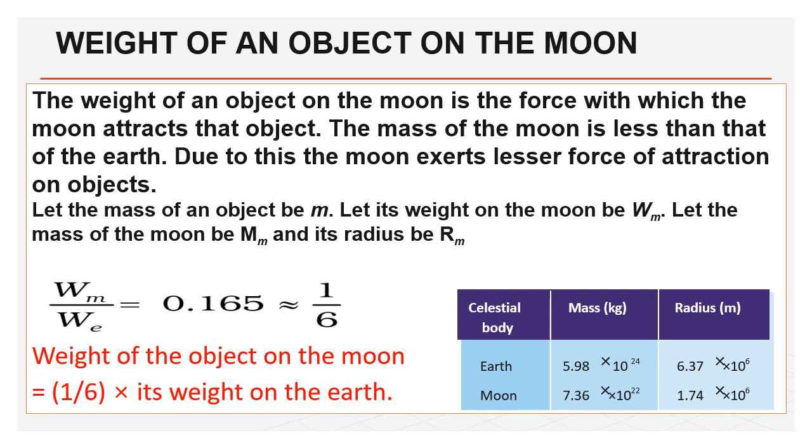The weight of an object on the moon. The weight of an object on the moon is the force with which the moon attracts that object. The mass of the moon is less than that of the earth. Due to this, the moon exerts lesser force of attraction on the objects. Weight of the object on the moon is equal to 1 by 6 into its weight on the earth.